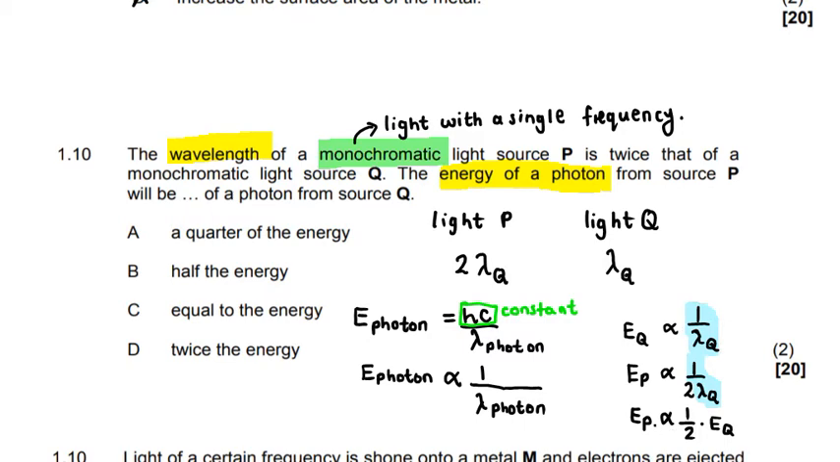So can you see now? I can see that the energy of P is directly proportional to half, right? The energy of Q, right? So let's find the statement that says half. Let's see. A says a quarter. Nope. B says half. C says equal. D says twice. So all of these things are wrong. Quarter is wrong. Equal is wrong. Twice is wrong. So the right answer is a half.